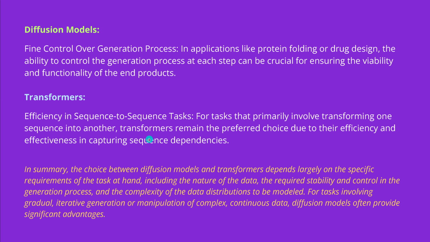So the choice that you have between diffusion models and transformers depends largely on the specific requirements of your task at hand. It includes the nature of your data, the required stability and control in this generation process, and the complexity of the data distribution that is to be modeled.